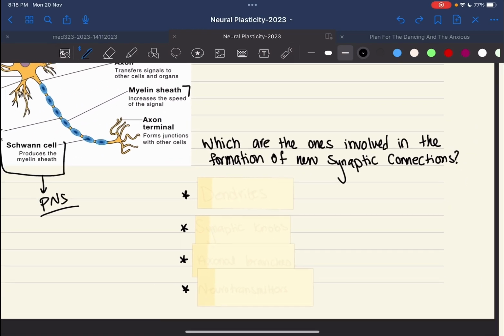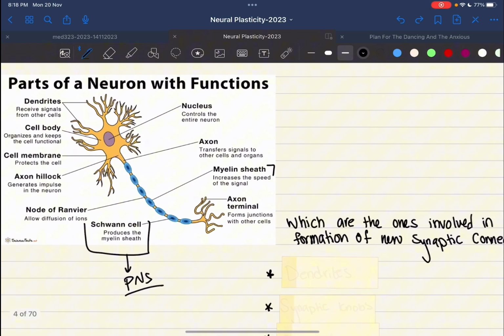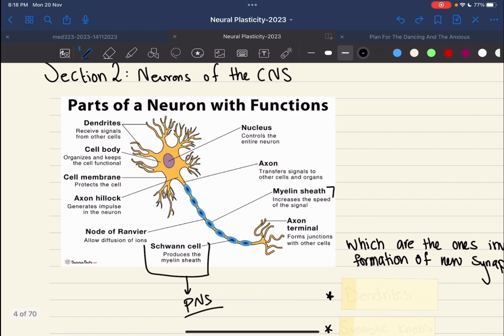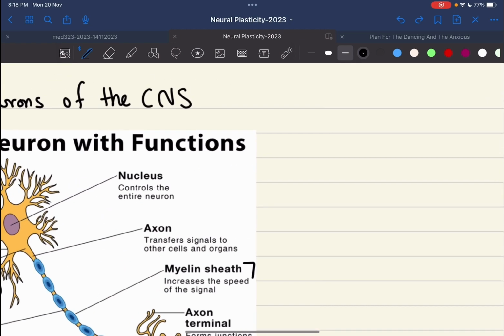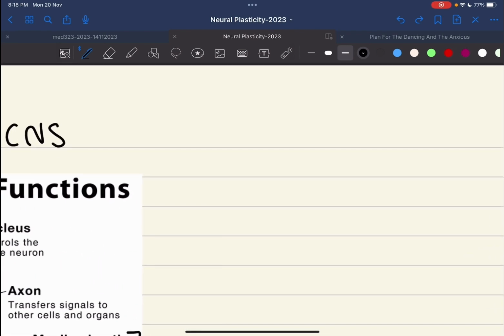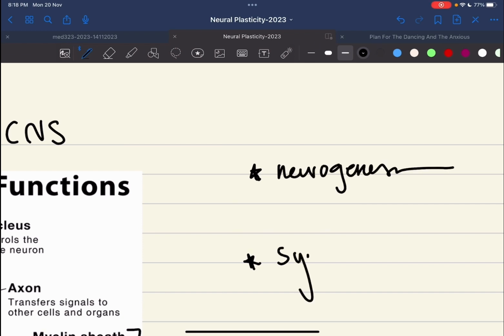Okay, so what do we have here? What are the ones involved in the formation of new synaptic connections? So when we talk about the different parts of a neuron within the context of neuroplasticity, there's a reason. When we're talking about neuroplasticity in general, there are two main processes that lead the way, basically. We have neurogenesis and synaptogenesis. Let's talk about synaptogenesis first.